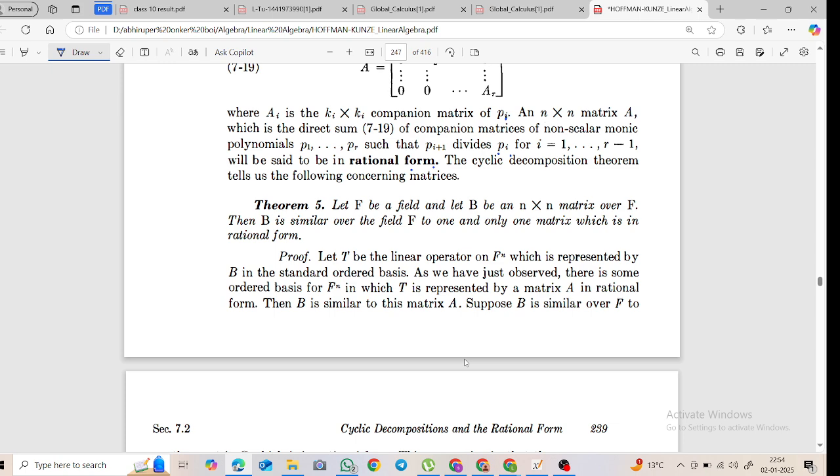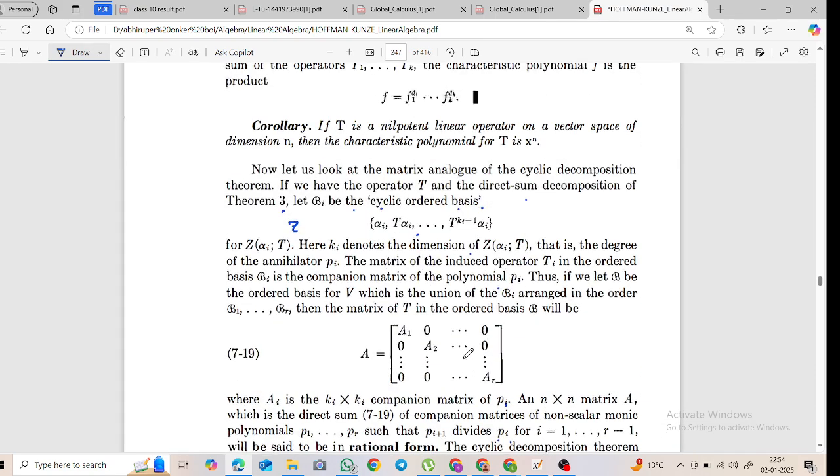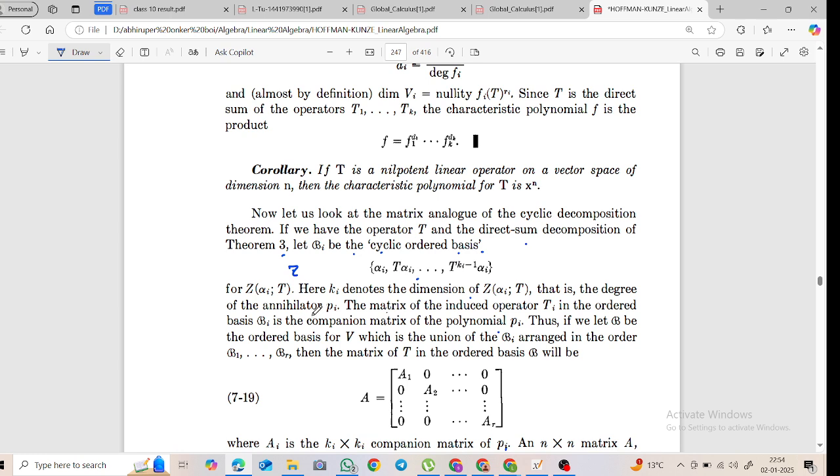You understand? You can't permute the basis. Just permuting the vectors in the basis and getting new matrices won't work because of this criterion, that p_{i+1} must divide p_i. So you can't just write V.